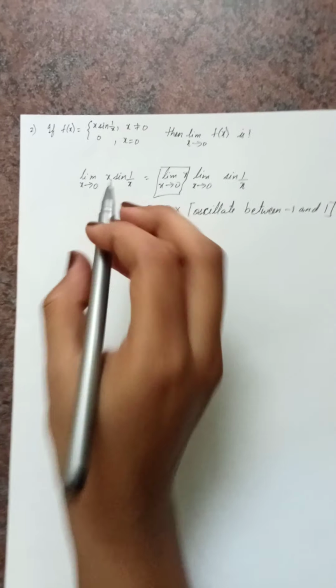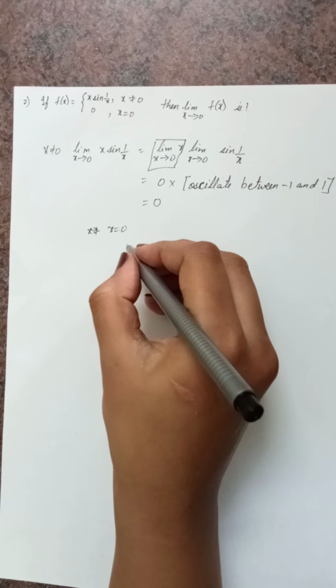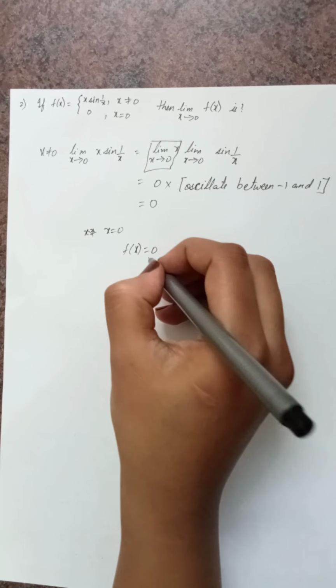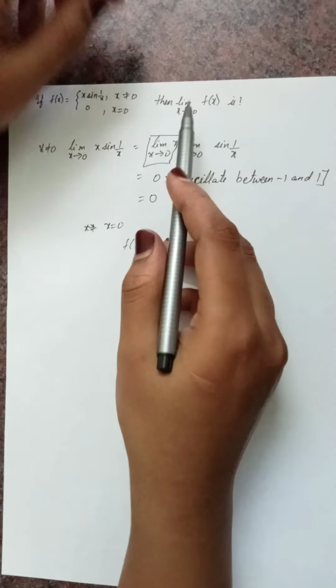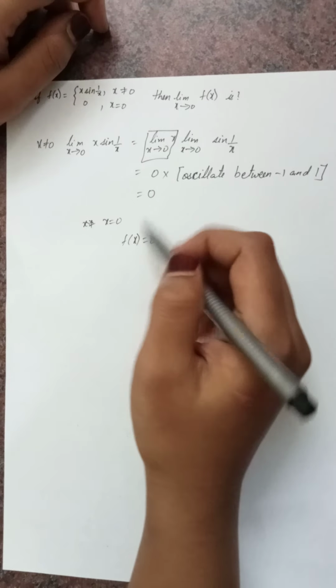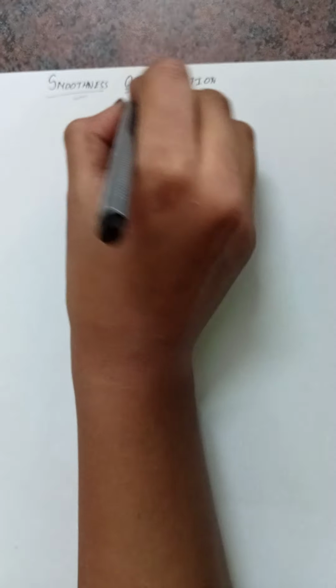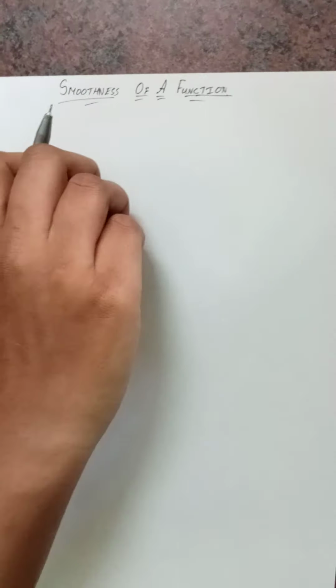Now the second part, this is when x is not equal to 0. But when x is equal to 0, they have directly stated that f of x is equal to 0. So we need not prove for this. Obviously this limit exists and its value is 0 and both are equal. Now let us see the smoothness of a function. Now first let us see the definition of this.